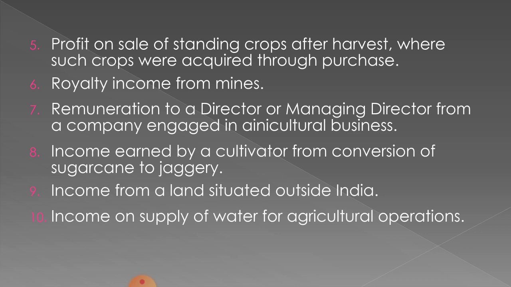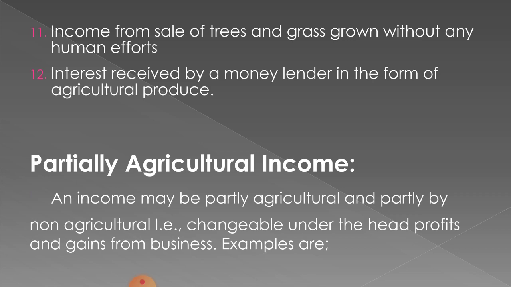Next one, income from a land situated outside India, income on supply of water for agricultural operations. Next one, income from sale of trees and grass grown without any human efforts, and income received by a money lender in the form of agricultural produce. These are some of the examples of non-agricultural income. So, just go through this agricultural income and non-agricultural income and examples for that. No explanation is needed. By reading that sentence, you can understand it very well.